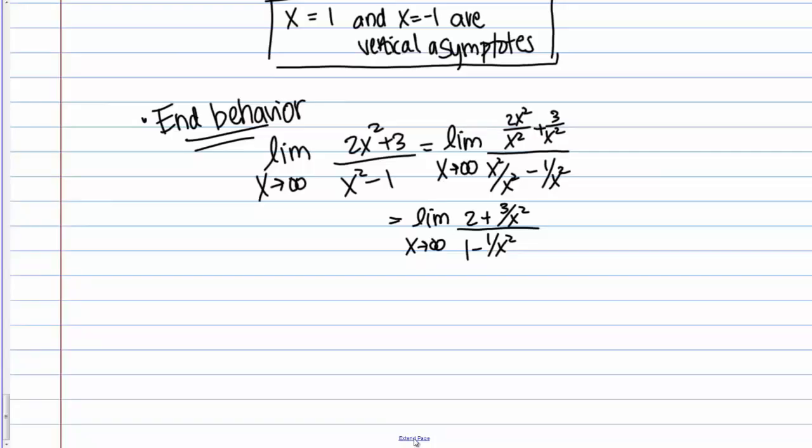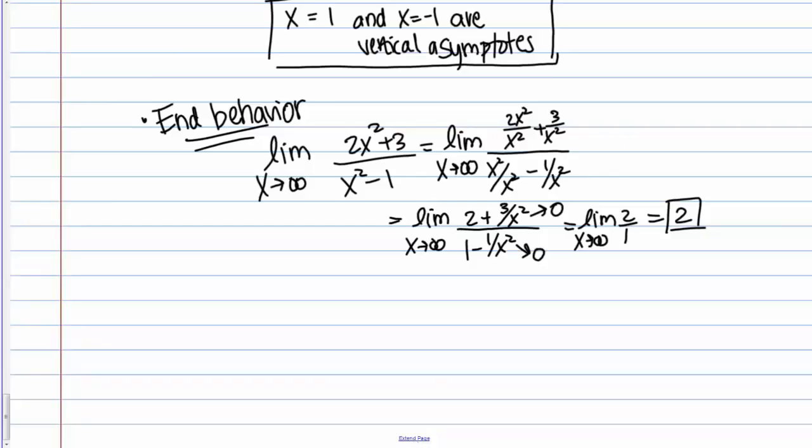This 3 over x squared term, as x goes to infinity, that denominator is going to get bigger and bigger, which makes the fraction as a whole go to 0. And same with 1 over x squared. That fraction is going to go to 0. So I'm left with the limit as x goes to infinity of 2 over 1, which just equals 2.